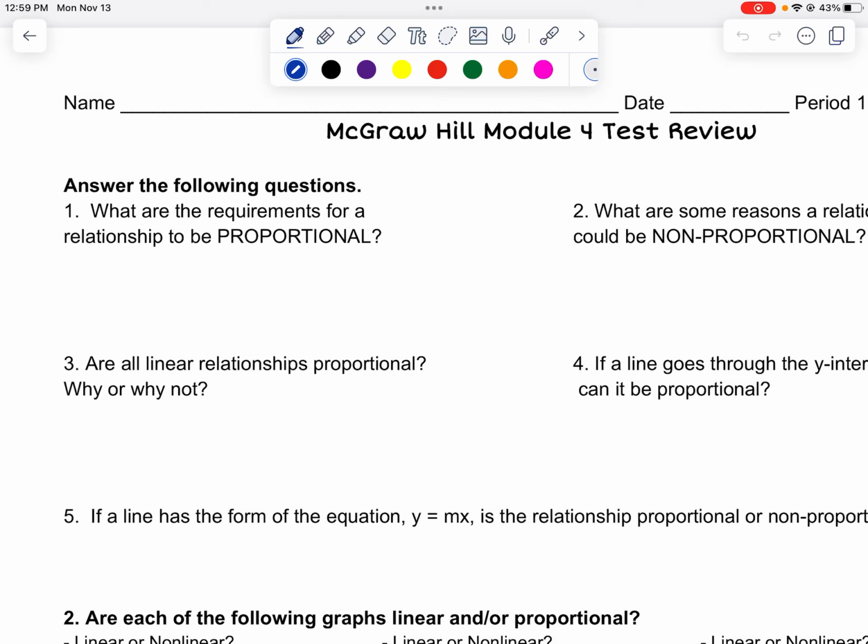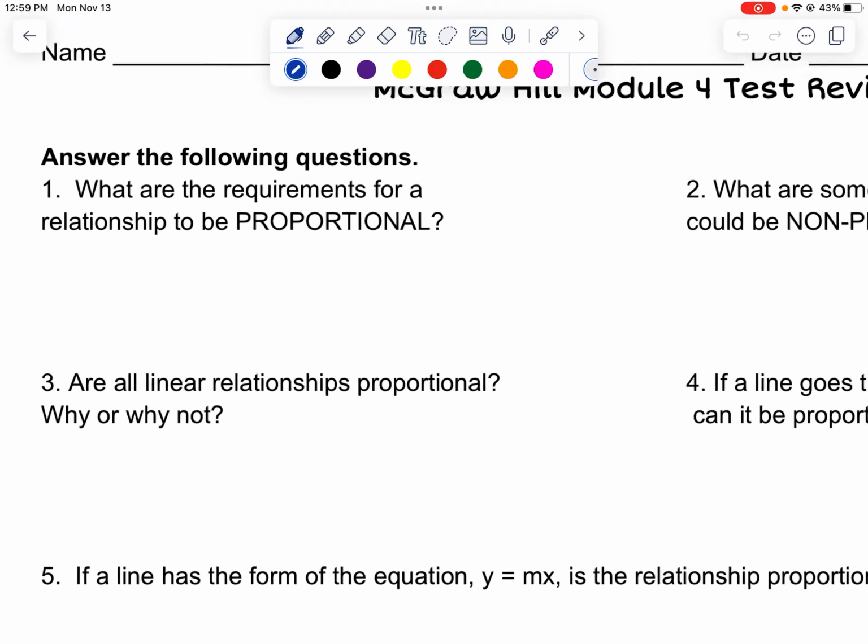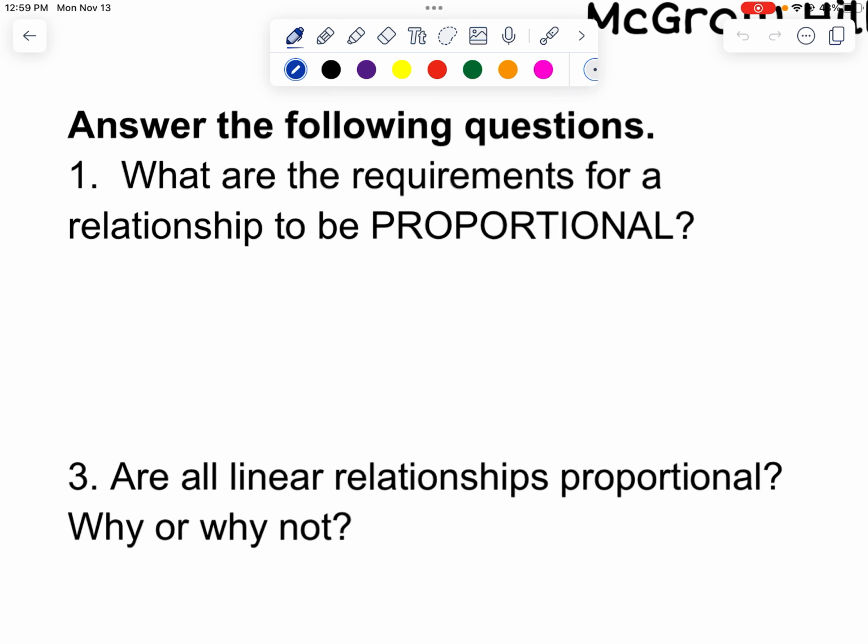Let's do the review. So we want to answer the following questions. What are the requirements for the relationship to be proportional? It absolutely must be a line, and it must go through 0, 0.